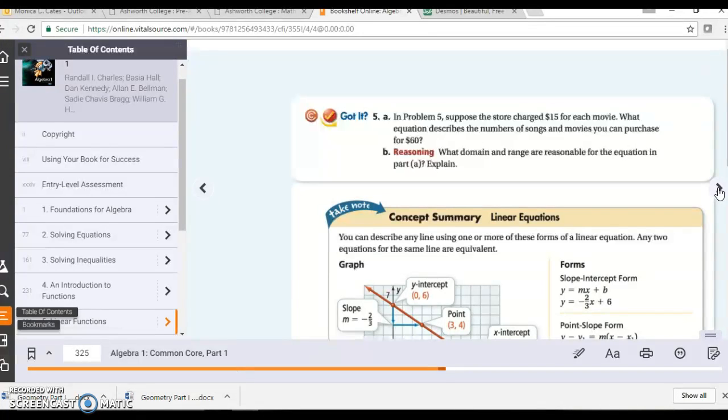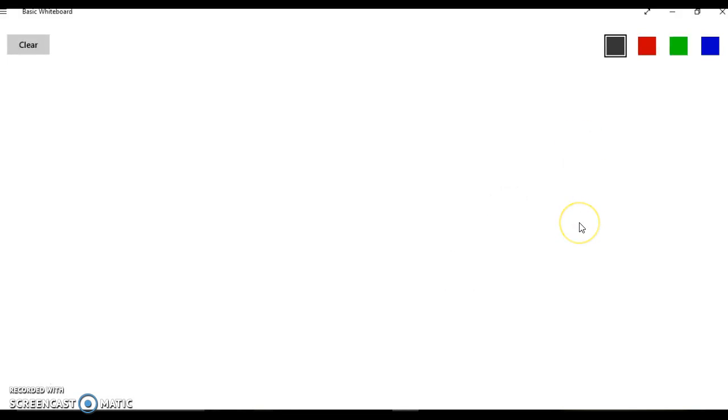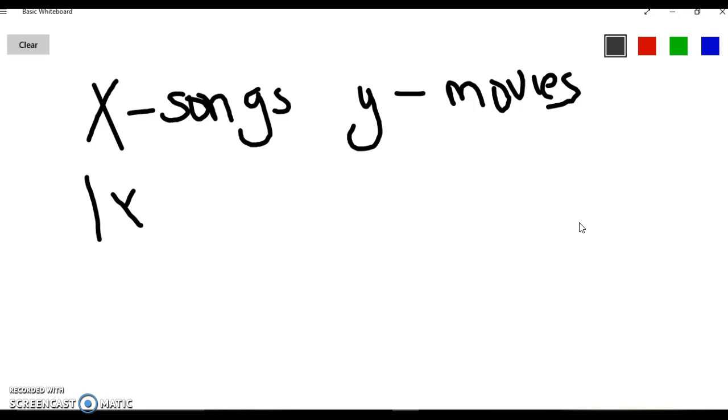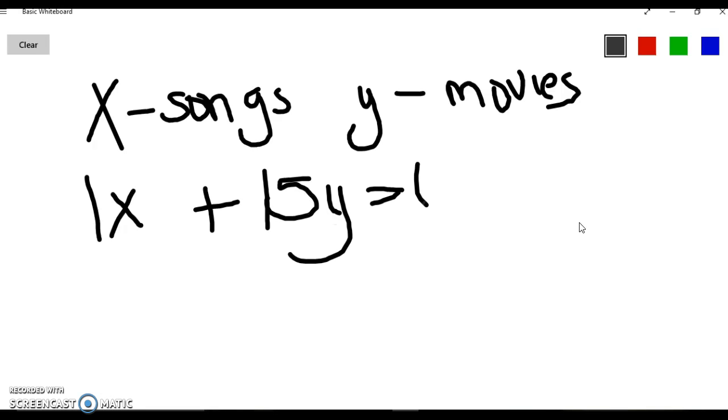It says in problem 5, suppose the store charges $15 for each movie instead. So what equation describes the number of songs and movies you can purchase? If I use my whiteboard here, again we said that x represents our songs and y our movies. And we still only have $60 and we still have $1 for songs, but now we have $15 for movies and we can only spend $60.